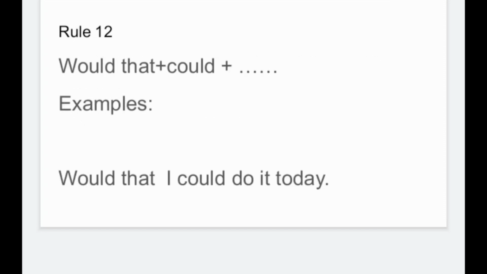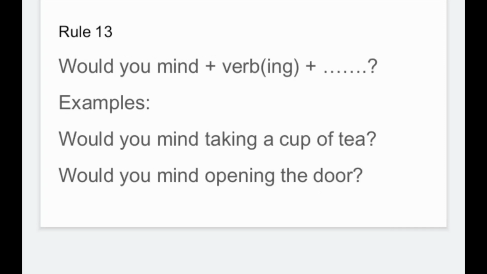When a sentence is started with would that, the other part of the sentence will follow could. See the example. Would that I could do it today. Another example, would that I could be a doctor. Rule 13, we have some clauses. After these clauses, the verb always will be in the ing form. You see, would you mind, look forward to, get used to, be used to. After these clauses, whenever you put a verb, the verb will certainly be in the ing form. See the examples. Would you mind taking a cup of tea? Would you mind opening the door?